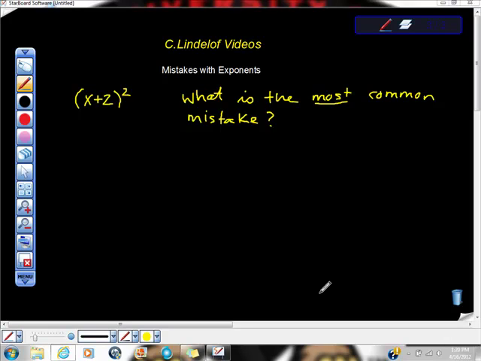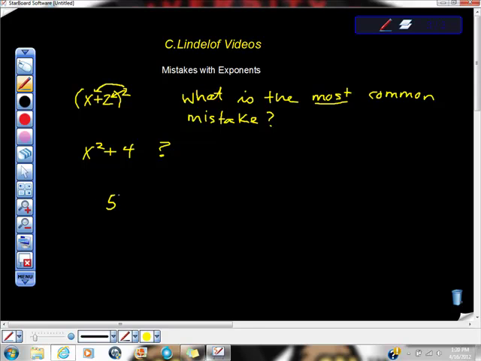Today's video is mistakes with exponents. This is what I found is the most prolific mistake. This is what I see a lot. I see students saying, well, I'll just do this. And then they get this answer. They get x squared plus 4. And I'm asking you, is that correct? So let's see what it says.